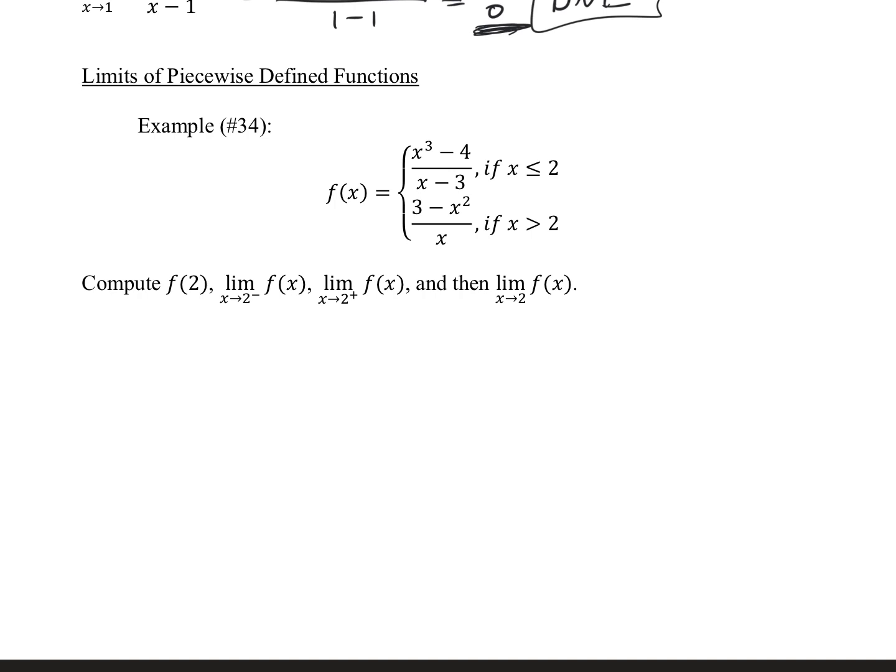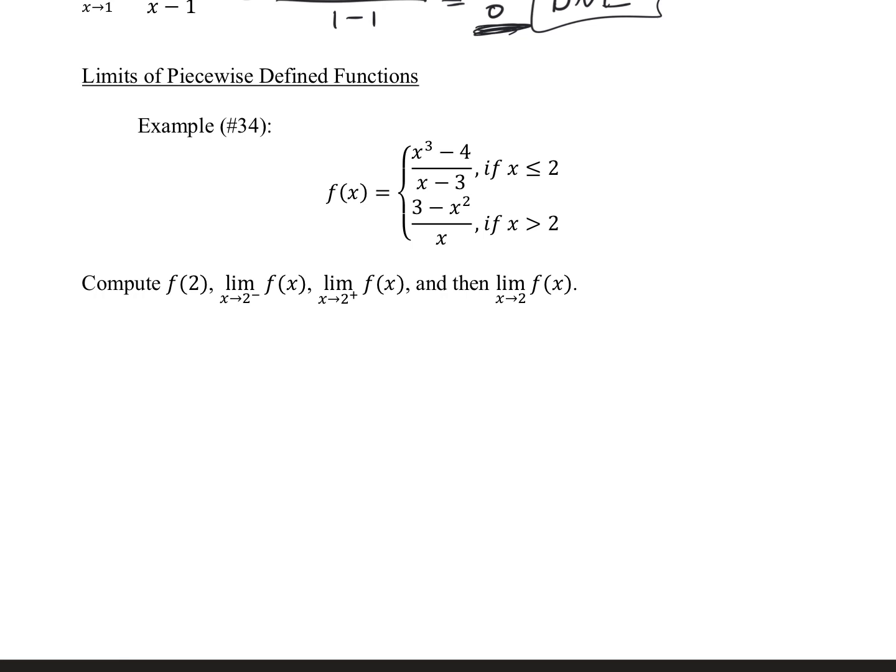If you are asked to find the limit of a piecewise defined function, probably we are going to focus on this number where the definition of the function changes. So in this case, we are asked to find f of 2, then the limit of the function as we approach 2 from the left, the limit of the function as we approach 2 from the right, and that should be enough information to determine what the limit of the function is.